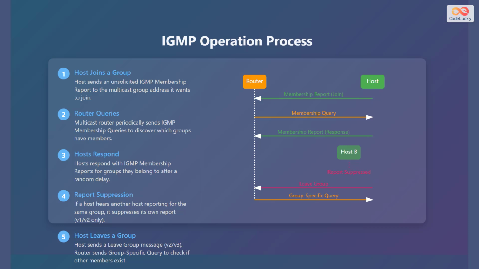If a host hears another host reporting for the same group, it suppresses its own report, which applies to versions 1 and 2 only. Finally, when a host leaves a group, it sends a leave group message, applicable to versions 2 and 3. The router then sends a group-specific query to check if other members exist.